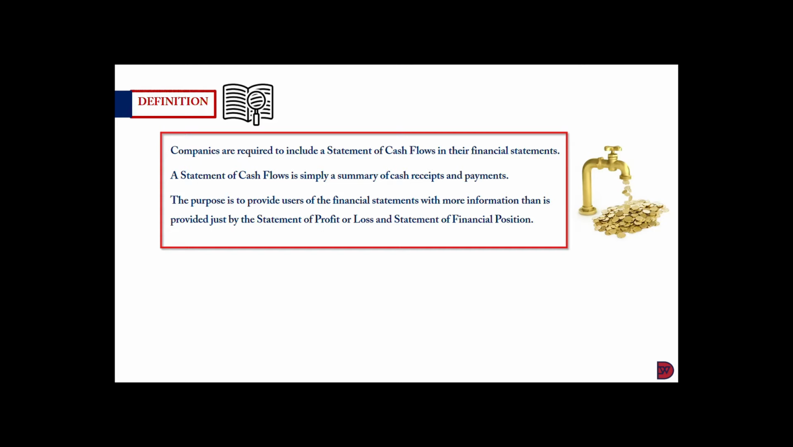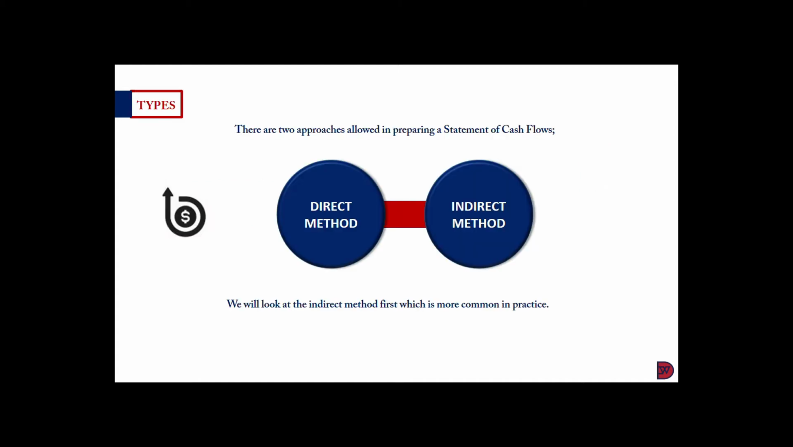Now, you may not be able to get that from scrutinizing the statement of profit or loss and the statement of financial position, because they are prepared under the accrual basis, which states that transactions are supposed to be recorded in the financial statements in the period when they occur. So when you buy an item, even when you don't pay for it, you still have to record it. Now, there are two approaches allowed in the preparation of statements of cash flows: the direct method and the indirect method. We'll start with the indirect one.